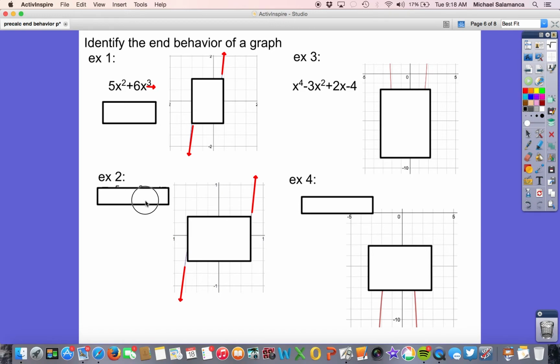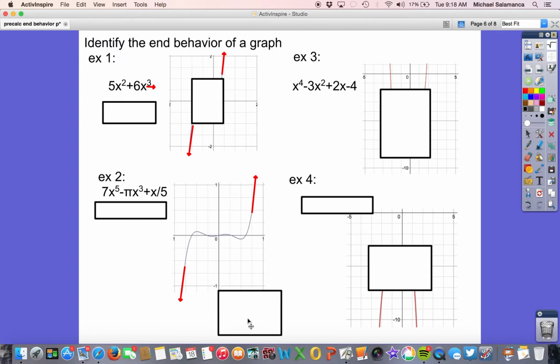And because they're going in a positive direction, it should be a positive. So that's 7x to the 5th. That's an odd exponent, and it's positive, so it should be going in that direction. Again, the middle we don't care about.